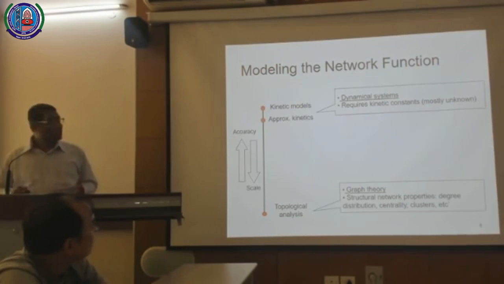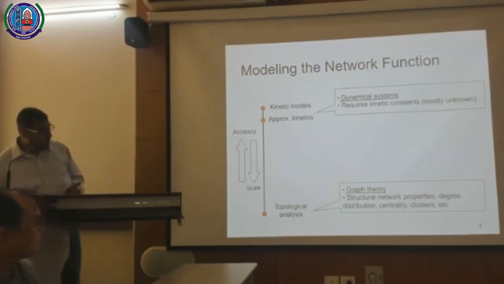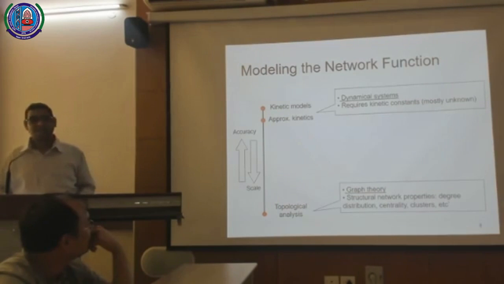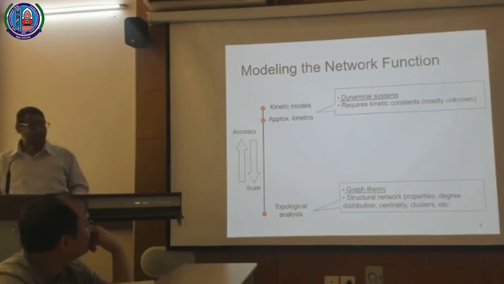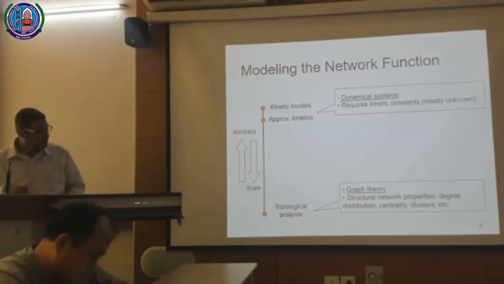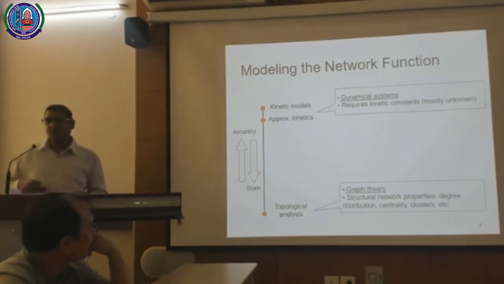So it is possible to have accuracy with the help of this. But if you have graph theory, like you normally have in your enzyme studies, kinetic studies, Michaelis-Menten studies, and other very common studies, you can have the topological study. Graph theory gives you structural network properties: degree distribution, centrality, and clusters. So this is also very interesting. Once you start with it, you will learn all that.